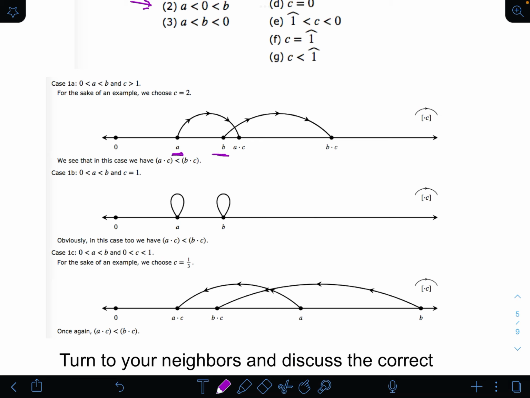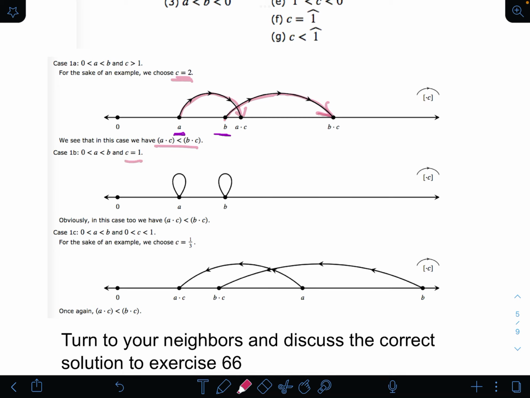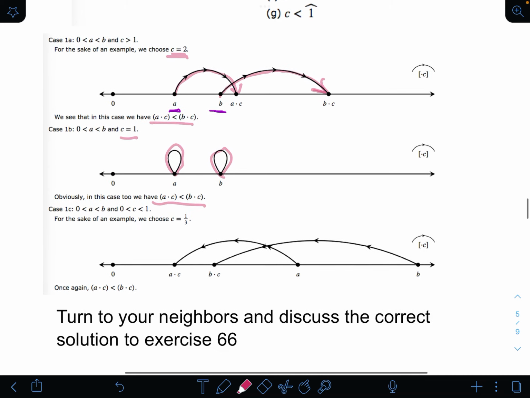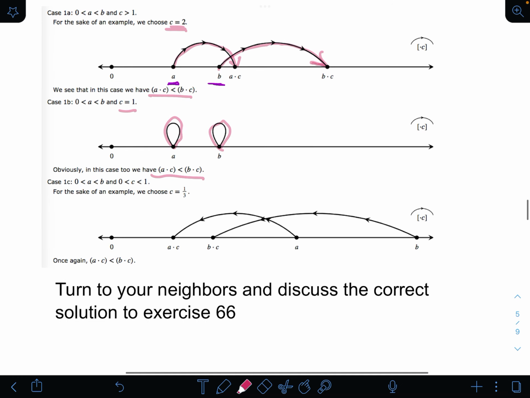So again, A and B are both positive numbers. If I say C is greater than 2, so try out C is 2, fine. A times 2, B times 2. The inequality still holds. A times C is still less than B times C. If C equals 1, cool. The inequality holds. I still have A is less than B. Pretty obviously, A times C is less than B times C.